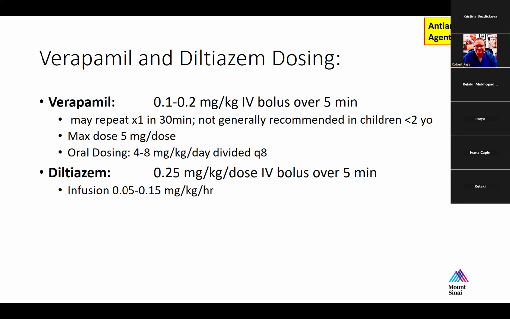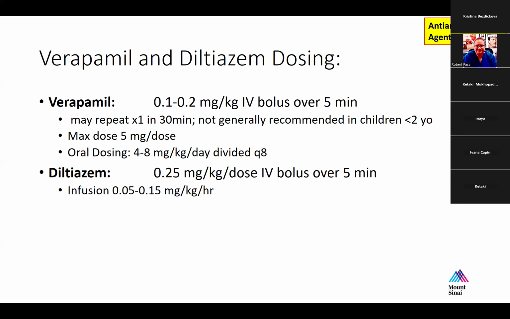The maximum dose in any size human is about 5 milligrams per dose. And then for oral dosing, verapamil can be between 4 and 8 milligrams per kilogram per day, divided Q8. It does come for adults in a longer acting variety, but the typical dose is 4 to 8 per kilo.